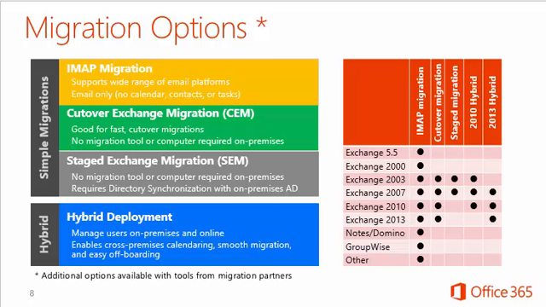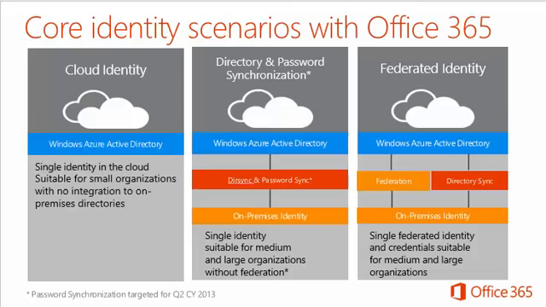Okay, so now we will proceed to talk about core identity scenarios with Office 365. So first we have the cloud identity. Cloud identity is the simplest way of providing user authentication in Office 365. Users are managed and stored in the cloud when they are created.